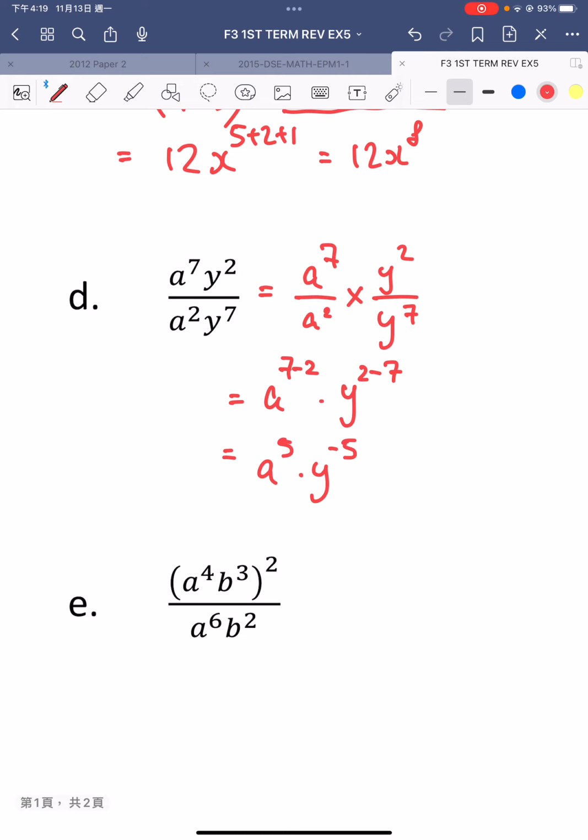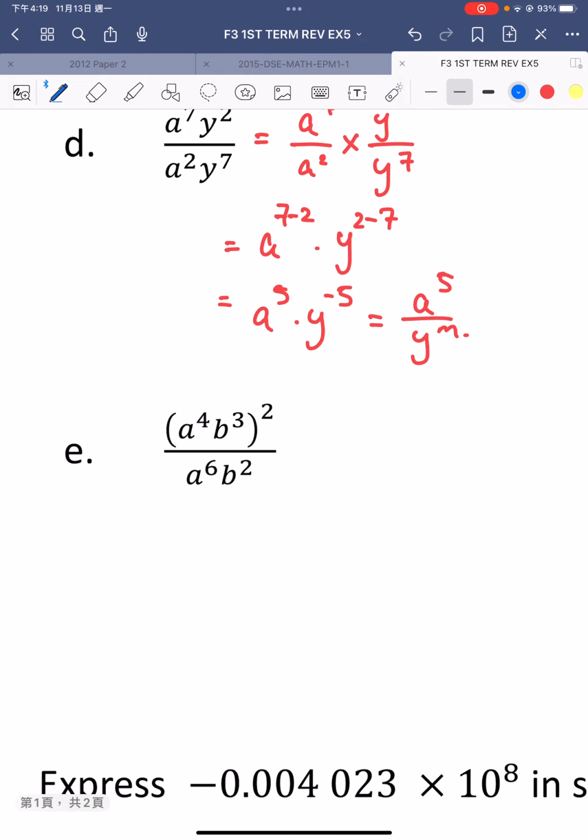But when we have a negative power, we need to move it to the denominator. So this is equal to a to the power of 5 divided by y to the power of 5. For part E, we use the rule that (ab) to the power of m is separated: you distribute the m to both of the things.